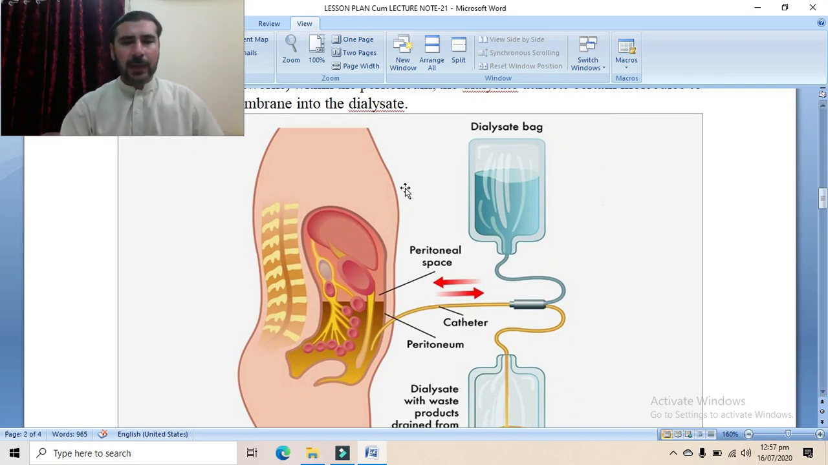Now look here. This is the peritoneum, the membrane moving all around the abdominal cavity. Inside this peritoneum is the peritoneal space, and inside here are the vital organs. Now in this procedure, two catheters are used. Here one catheter is shown, but the arrows indicate there are two catheters, and inside the catheter there are two tubes. The dialysis fluid will enter through one catheter into this peritoneal space.